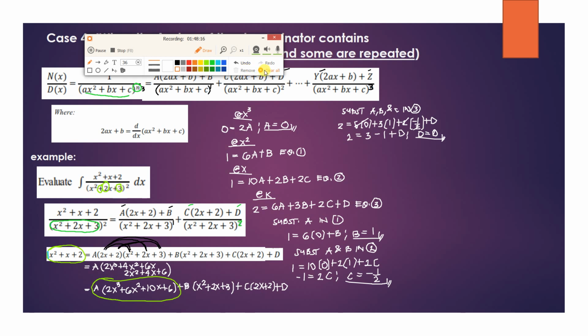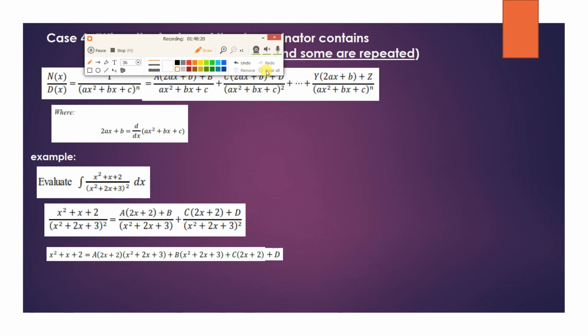Okay, proceed ngayon tayo. Clear everything. B and C lang tayo. Ito parang shortcutting ko na ng konti. Wala na to. 0 na kasi, wala na rin to. So, may matitira na lang tayong integral of, okay, si B na lang. B over x squared plus 2x plus 3 plus C times 2x plus 2 over x squared plus 2x plus 3 quantity squared dx. Okay, and the value of our B and C is negative 1/2 and 1.